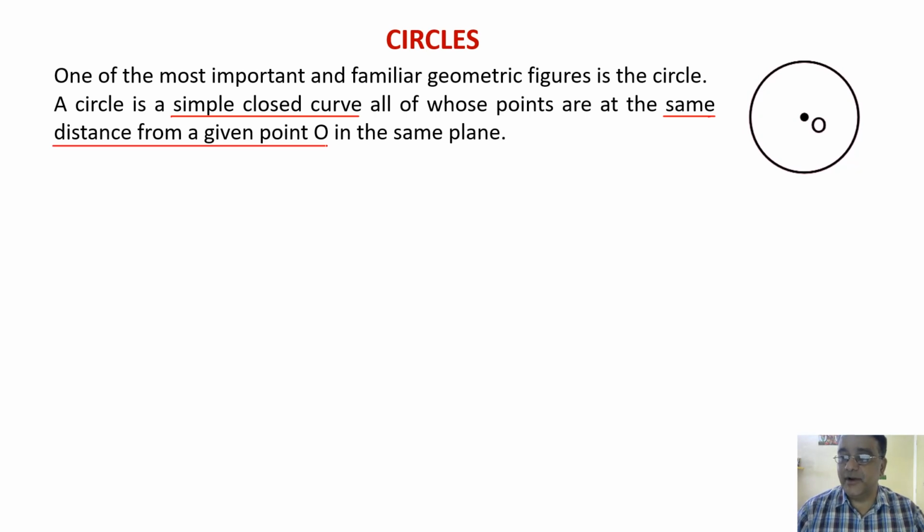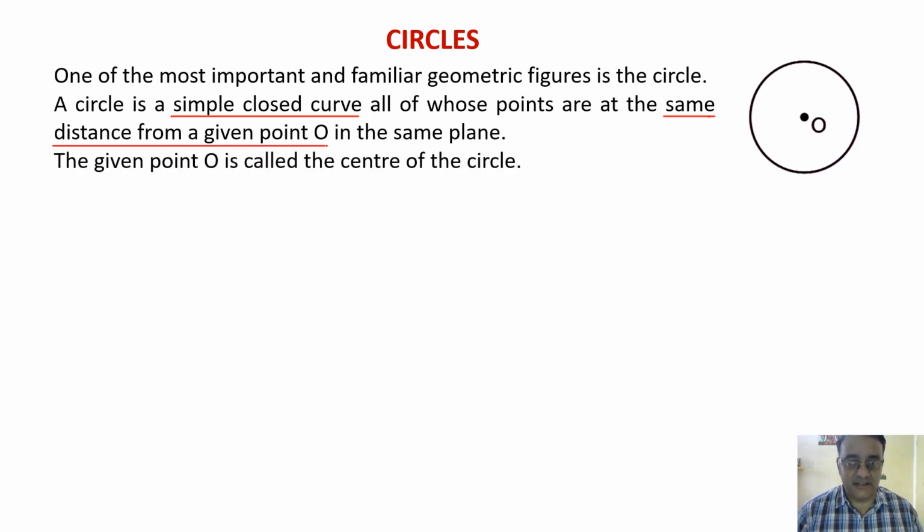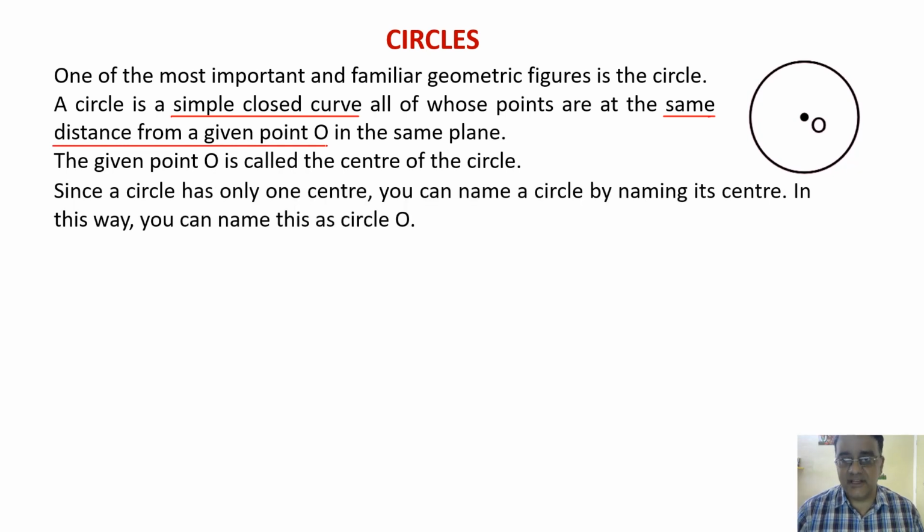And this given point O is called the center of the circle. And since a circle has only one center, you can name a circle by naming its center. Circle with center O, like that. In this way, you can name this circle as O. Or sometimes we say circle with center O.